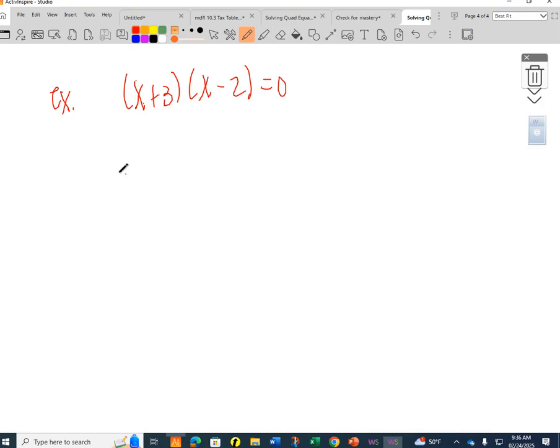Very good. So it'll be x plus 3 equals 0 and x minus 2 equals 0, and then we're going to solve those for x.